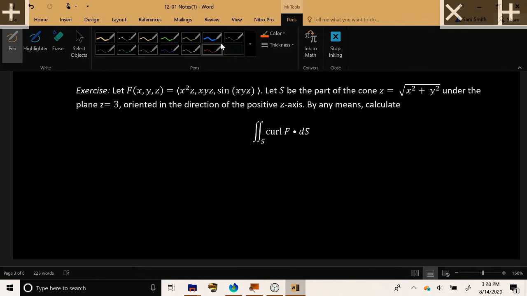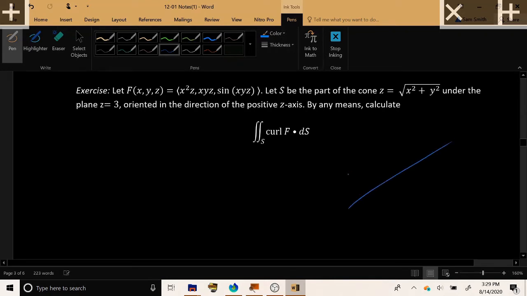So let's consider the following problem. We have the vector field F of x, y, z, which is given in components by x squared z, x, y, z, and sine of x, y, z. And let's let S be the part of the cone z equals square root x squared plus y squared under the plane z equals 3, oriented in the positive z axis direction.